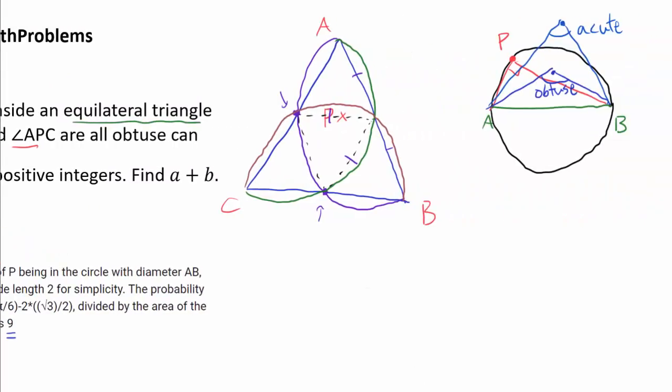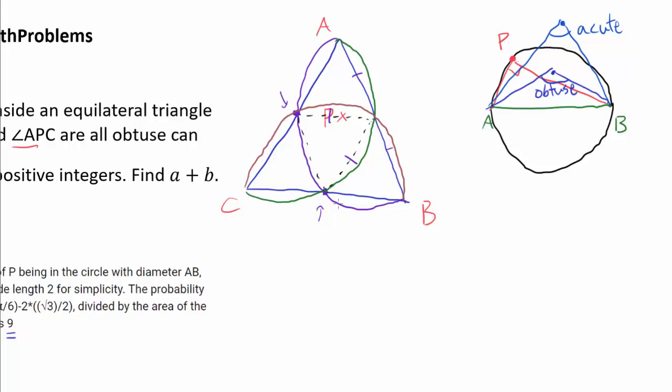So we want to find the probability that a point P picked inside the large equilateral triangle is also going to lie within this region. So we want to find the probability that point P is in this red region. So how can we find that? Well, all we have to do is compute the area of ABC and the area of this region.